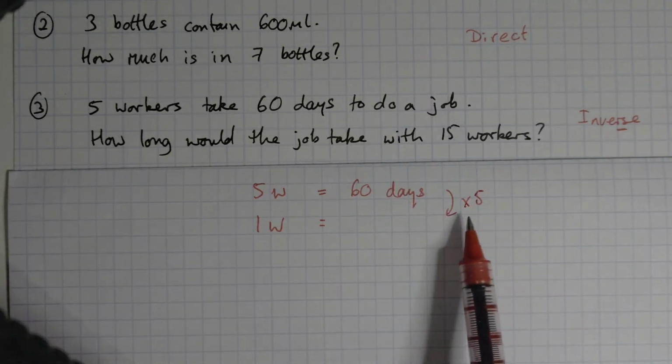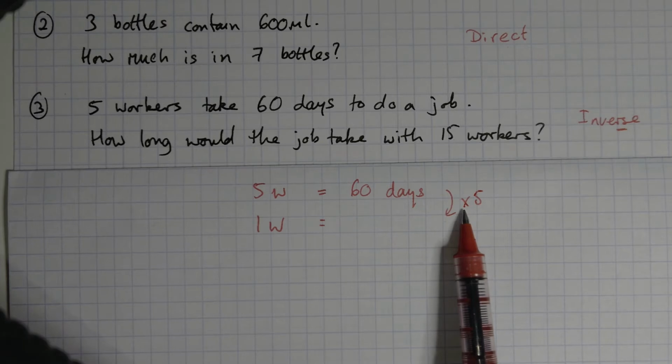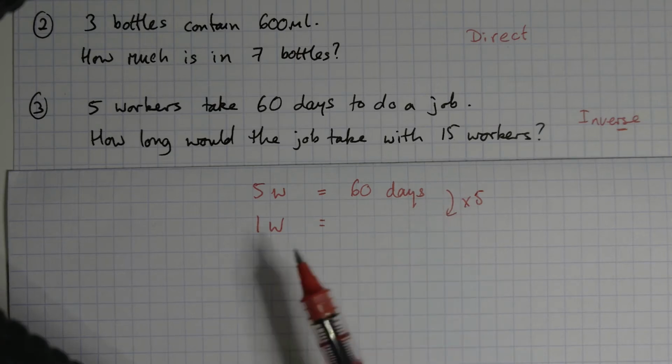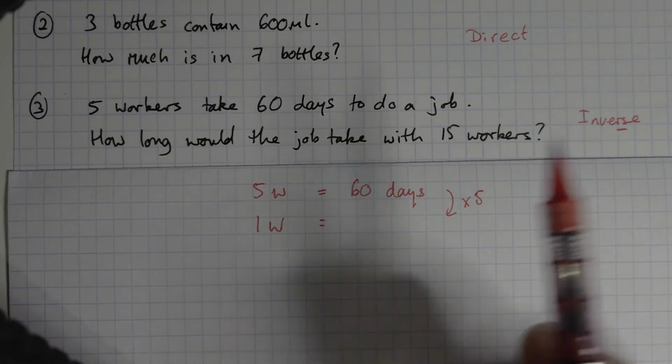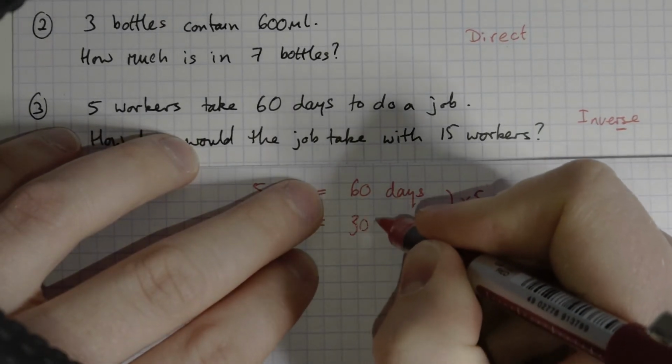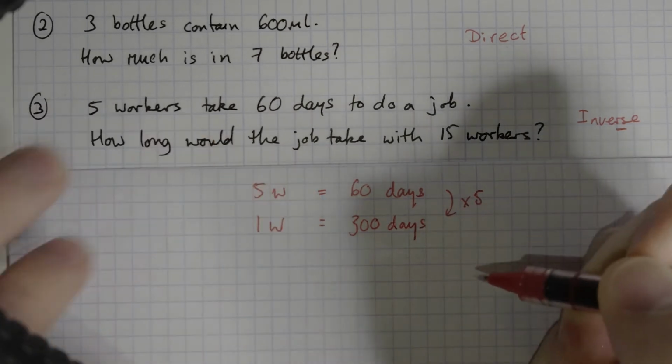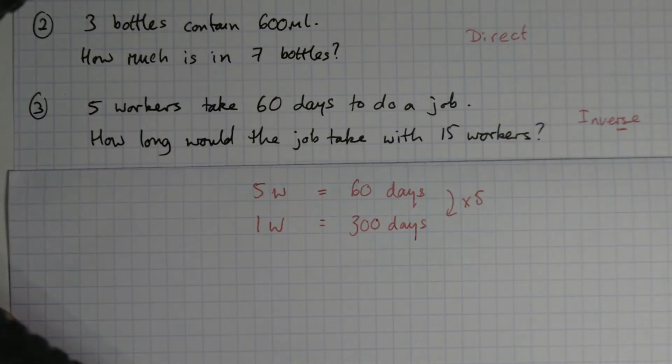So the most common mistake here is people divide by 5, mistaking it for the type of question we've done in 1 and 2. But no, it will definitely take one person longer to do it by themselves. So 60 times 5 is 300. So it would take ages if one person was doing it all on their own.